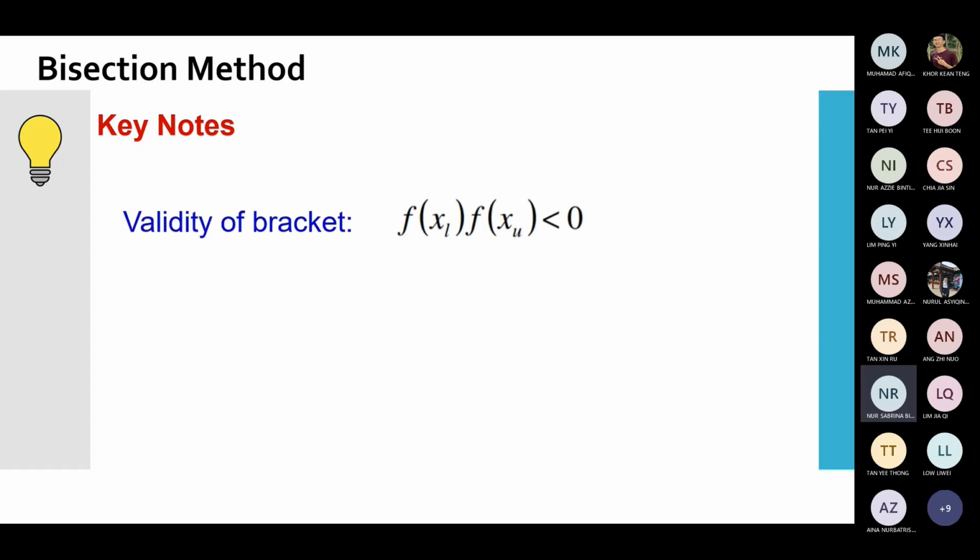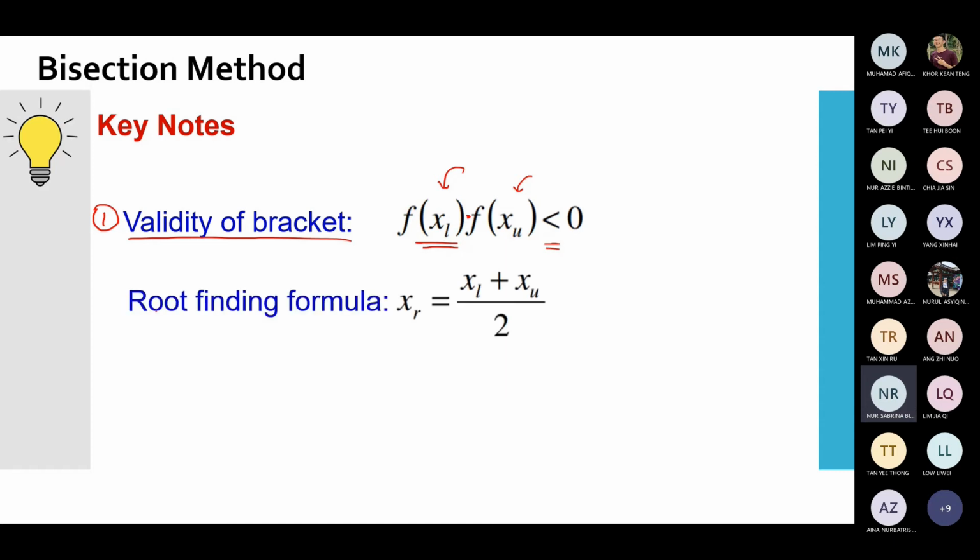First, you need to see the validity of the bracket. This is the first and foremost thing you have to check. The condition has to be in this form: f(x1), the lower limit substituted into the function, multiplied by f of the upper value substituted into the function. It has to be less than 0. So this is your first condition, and you need to validate it. Once you fulfill this condition, then you can go for the next steps.